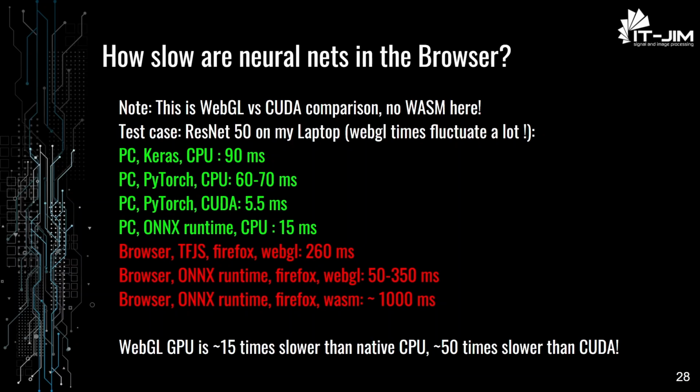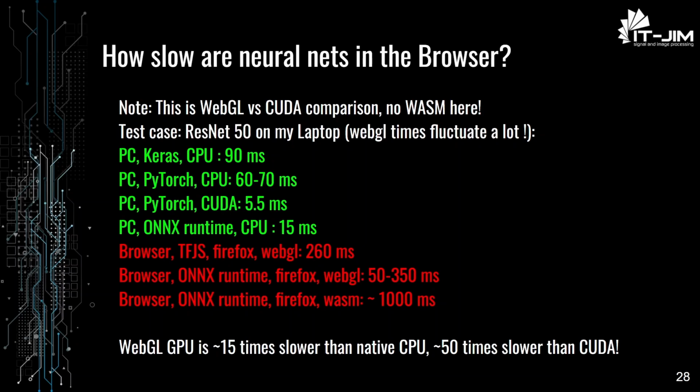First I do the PC. Keras on CPU, not in the browser, about 90 milliseconds. PyTorch CPU 60-70 milliseconds, PyTorch CUDA 5 milliseconds. That's what you expect. ONNX Runtime on PC, interestingly, is 15 milliseconds on CPU, much faster than PyTorch. So ONNX Runtime is a pretty good framework on desktop, especially if you want CPU inference, non-GPU. And now let's look at the browser.